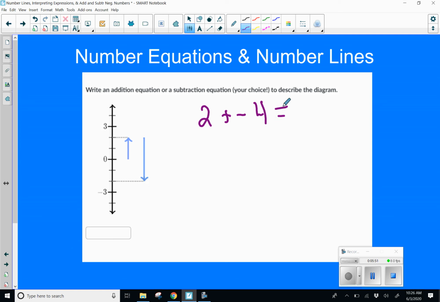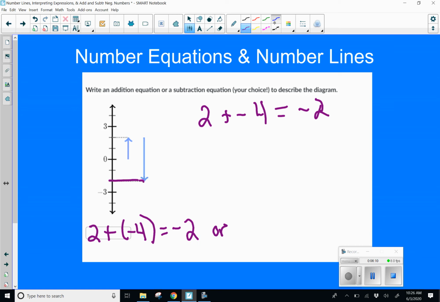2 plus negative 4 gives me a negative 2. And our last step is to just check to make sure that this arrow ends at negative 2, which it does. So that means our addition equation would be 2 plus negative 4 equals negative 2.